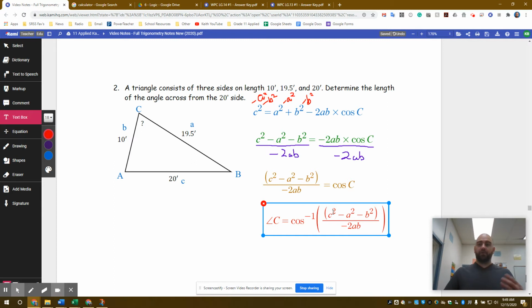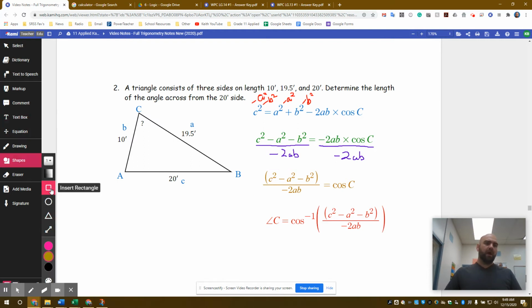Now, if you're okay with using brackets on your calculator, you can just plug the brackets in, and that will give it to you as well. But this is a manipulated formula to solve for an angle if we're given all three sides. Okay, and that could be very helpful.